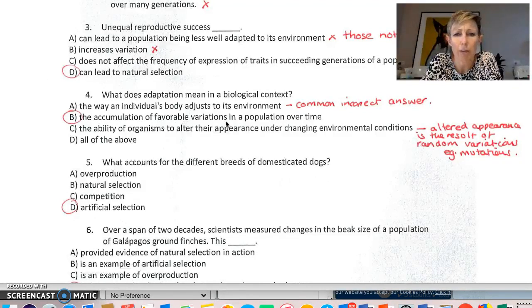Option A can lead to a population being less well adapted. That's almost the opposite to natural selection. Increases variation. It actually reduces the variation in the population by selecting for one of the phenotypes. Does not affect the frequency of expression of traits in succeeding generations of population. Well, yes, it does. It's likely to make certain traits more prevalent in the population, those advantageous traits. So that's why the other options aren't true, and D is the answer.